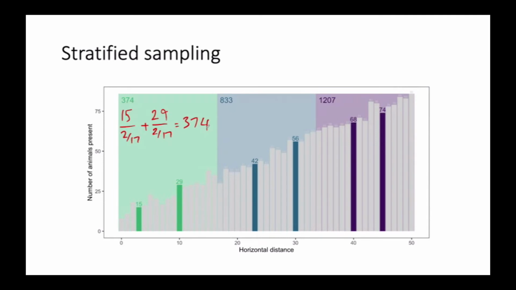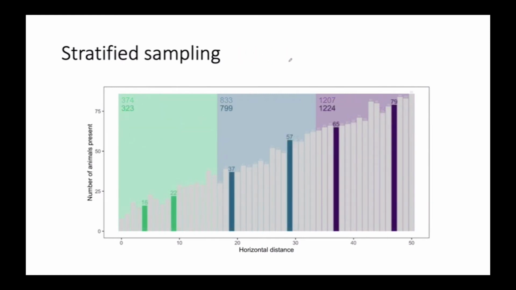At that stage, what we have are the estimated number of animals in each of the 3 zones. We can add these together to come up with an overall estimate of how many animals there are over all 51 sites. Here, that sum is 2,414. That's pretty close to the true value of 2,429.